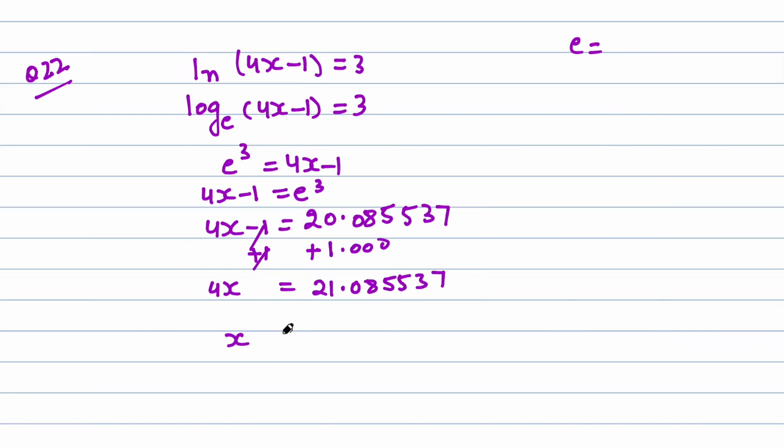See, because it's not a value which ends here, we have rounded it off, right? If you use the calculator, you will see that I have rounded it off. So I will not say x is equal to 5.271384. No, I'll say x is approximately equal to this value. That means we have rounded it off.